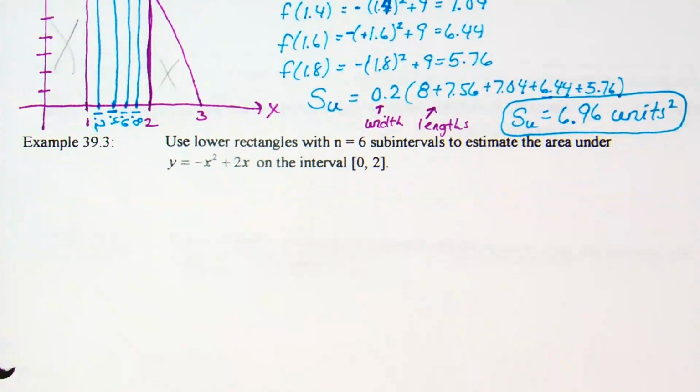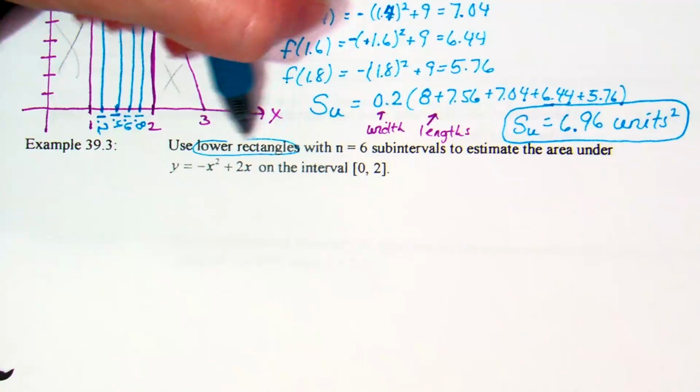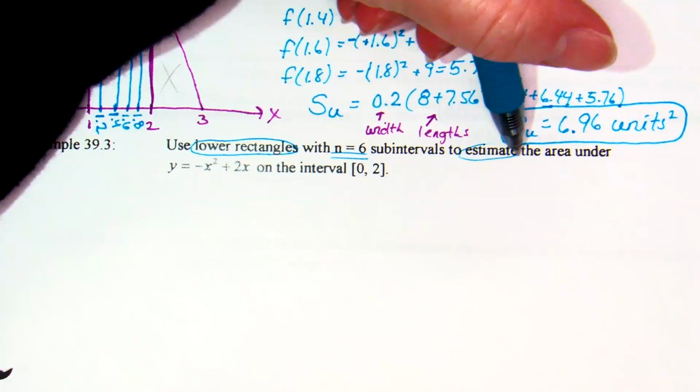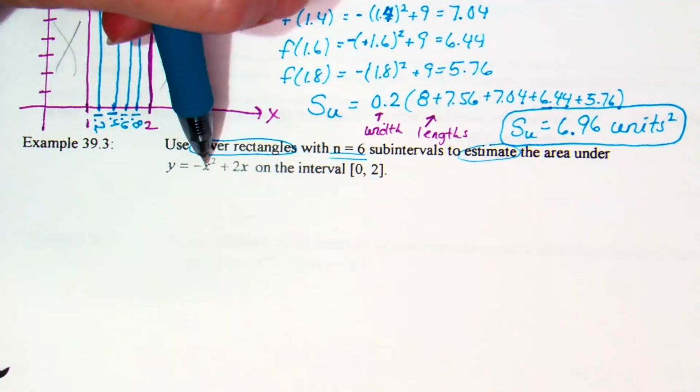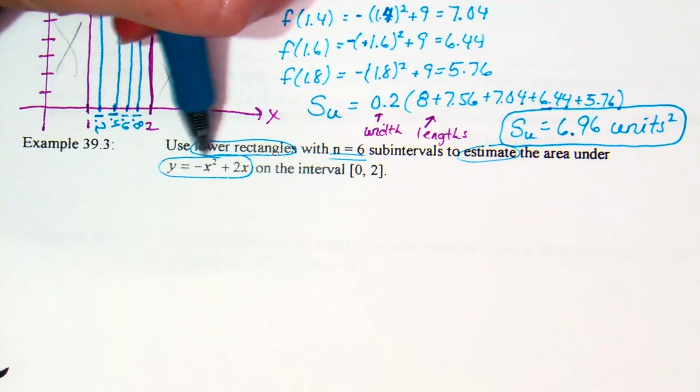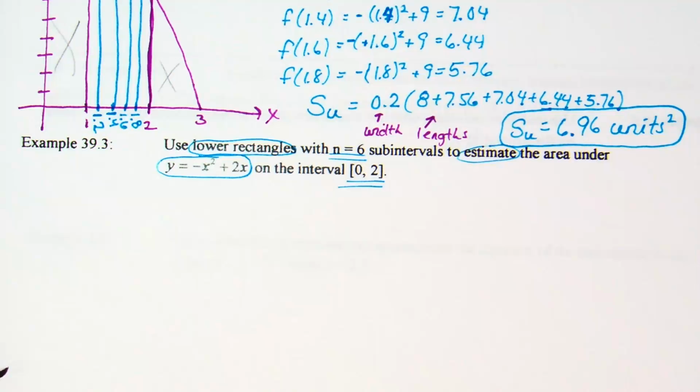Use lower rectangles, 6 subintervals to estimate the area under y equals negative x squared plus 2x on the interval 0 to 2. Okay, it's upside down. We need to know a little bit more than it's upside down. We have to know a little bit of what it looks like here.